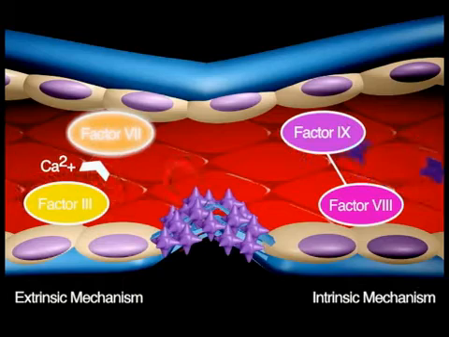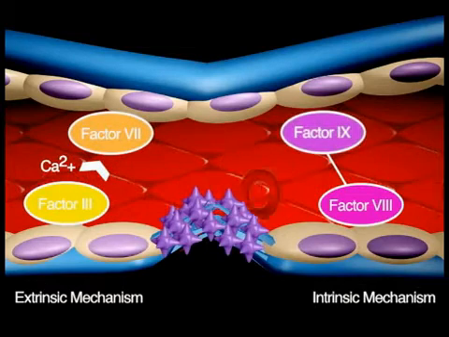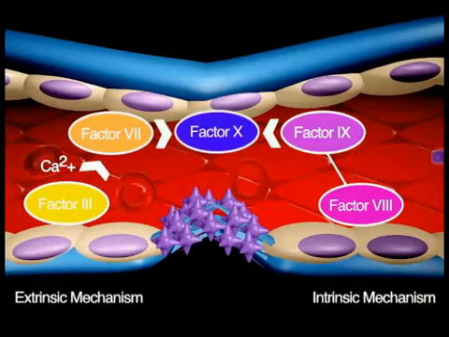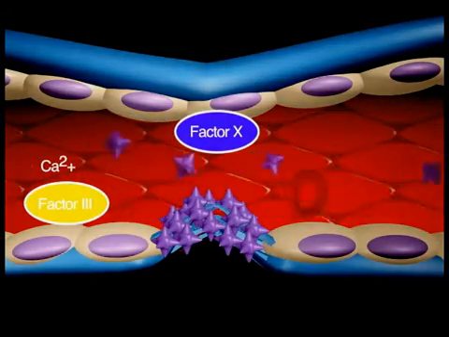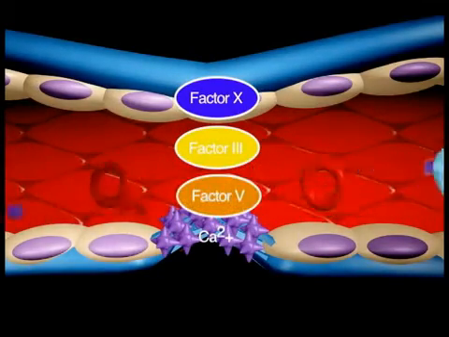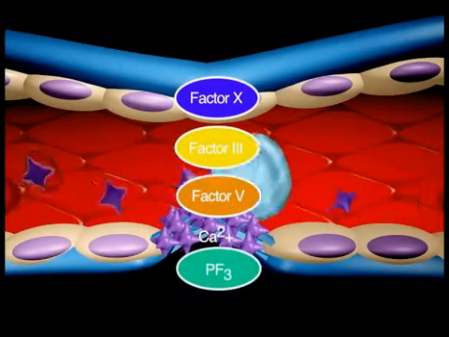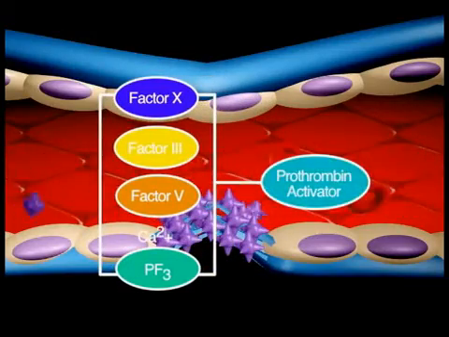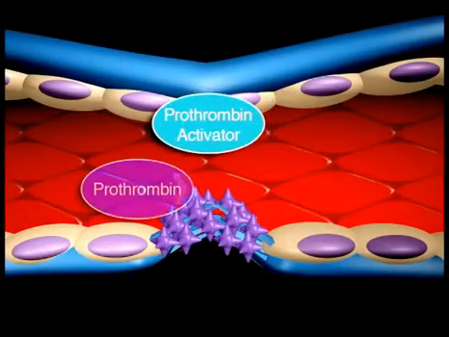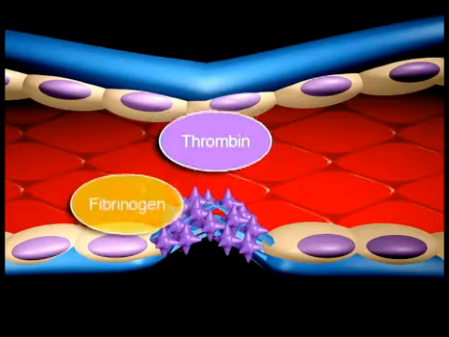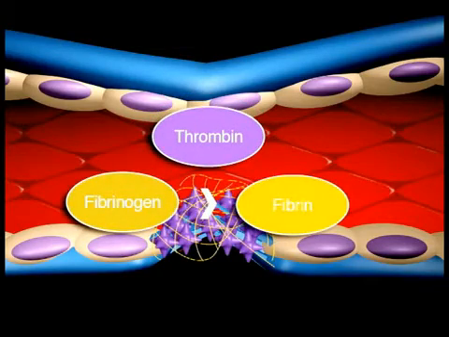Both active factor 7 and active factor 9 will promote cascade reactions, eventually activating factor 10. Active factor 10, along with factor 3, factor 5, calcium, and platelet thromboplastic factor or PF3, will activate prothrombin activator. Prothrombin activator converts prothrombin to thrombin. Thrombin converts fibrinogen to fibrin.